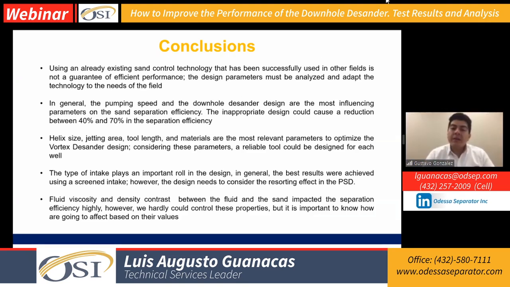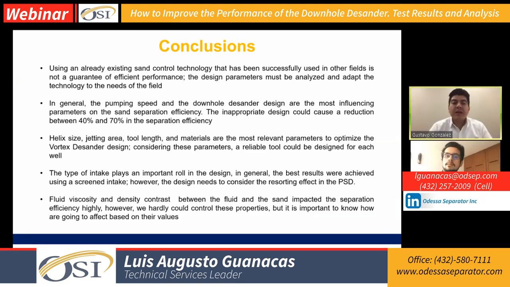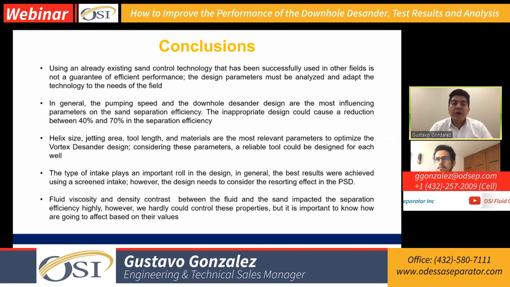One of the other things that we can see from the conclusion is that, based on the pumping speed, or the frequency in hertz that I operate my system at, one of the most influential parameters for a better sand separation system was the drawdown generated. Also, an inappropriate design could cause a reduction of 40 to 70% on the sand separation.